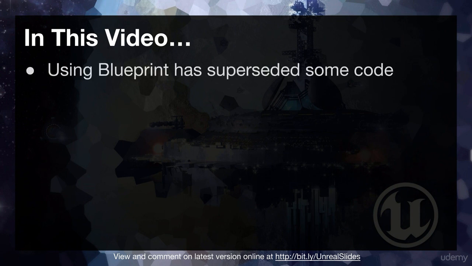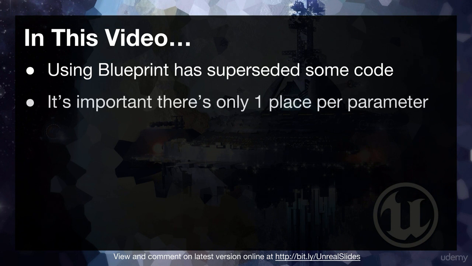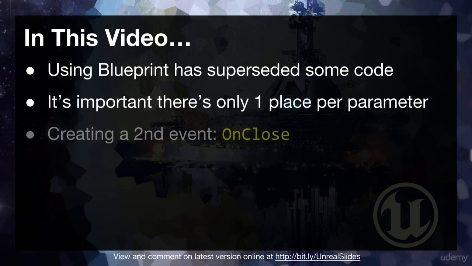So in this video we will be noticing that Blueprint has superseded some of our code. We previously exposed things like open door in the details tab. Now we want to get rid of that and only set it in the curve, because it's important there's only one place per parameter. Then we'll be creating a second event called onClose and use it to close the door.